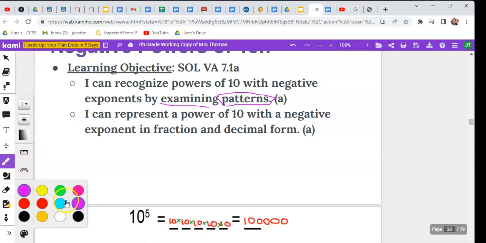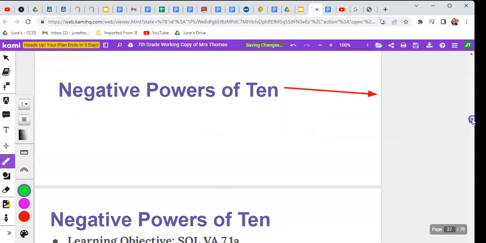I can represent a power of 10 with a negative exponent in fraction and decimal form. So we're going to turn these negative powers of 10 into decimals and fractions. Let's begin.